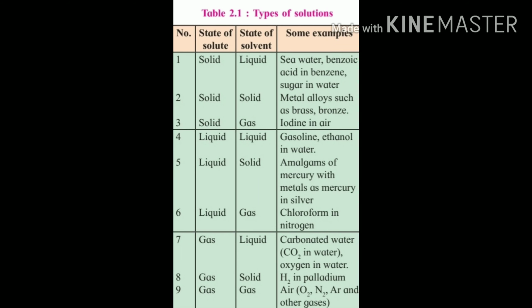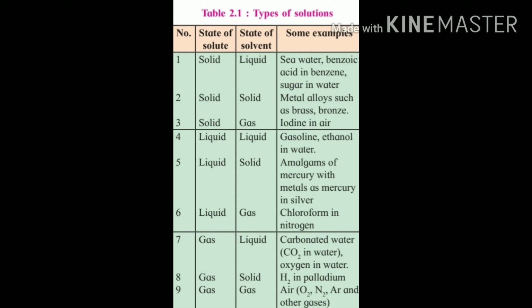Here if you look, the first column is the state of solute, the second column is the state of solvent, and then example of each type of solution is given. Now we move on to the first type of solution, where the smaller part of the solution is solid and the larger part is liquid. That is, solute is solid and the solvent is liquid, right?